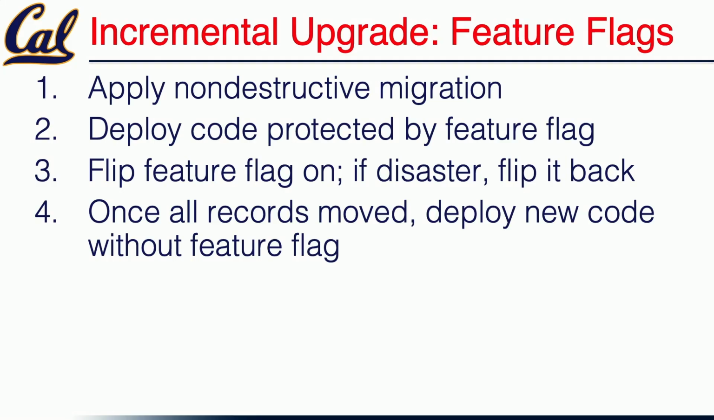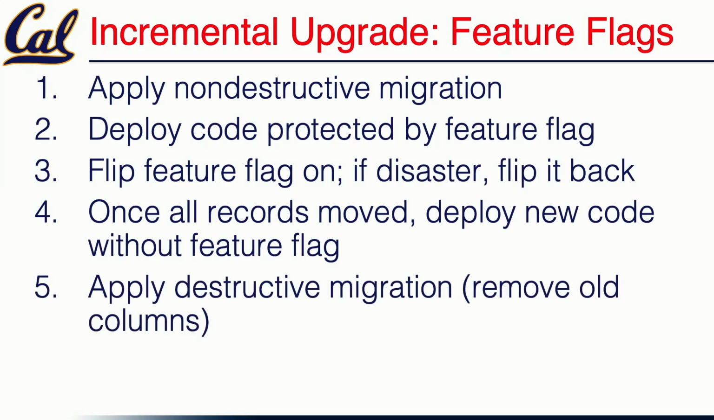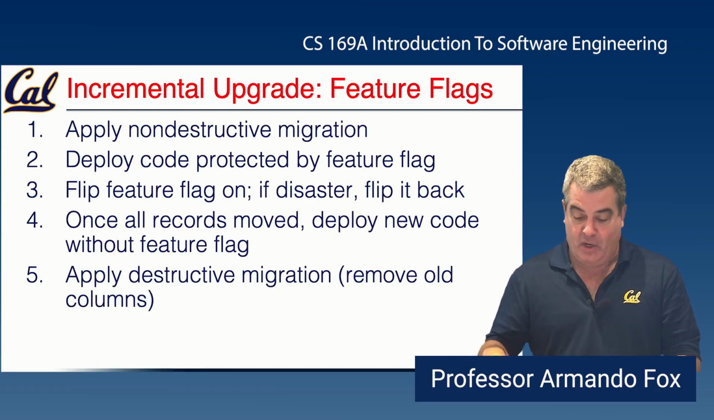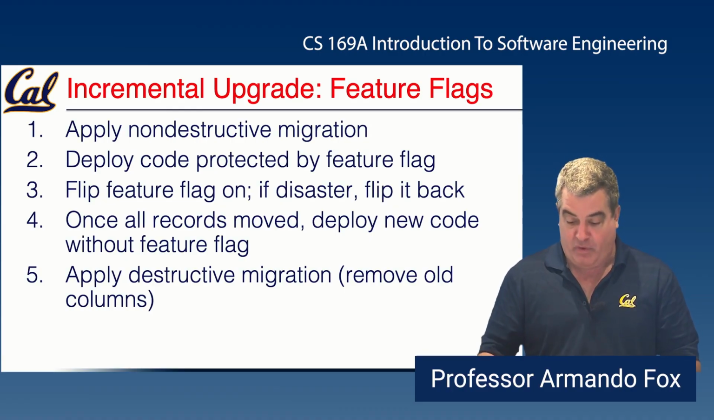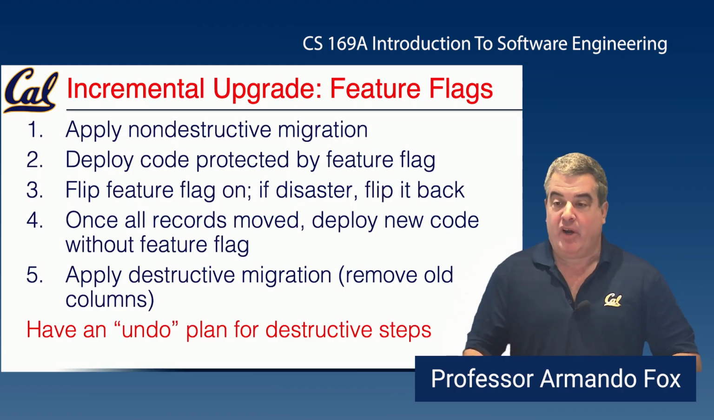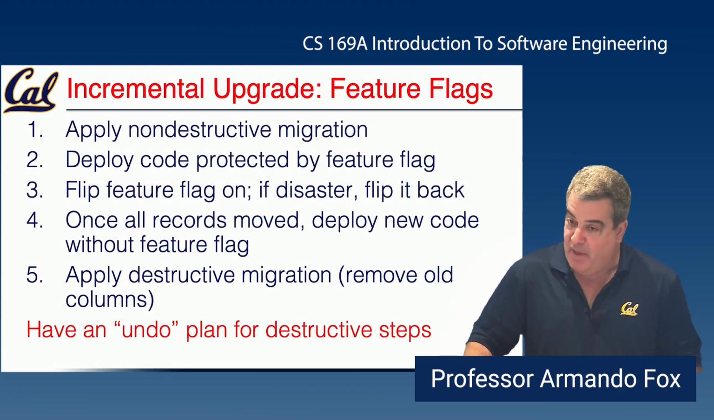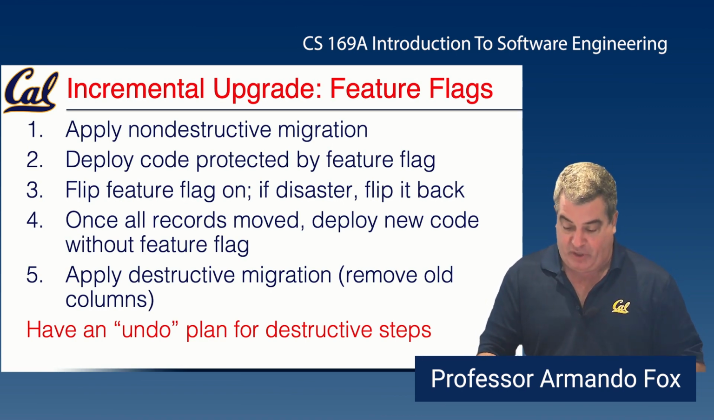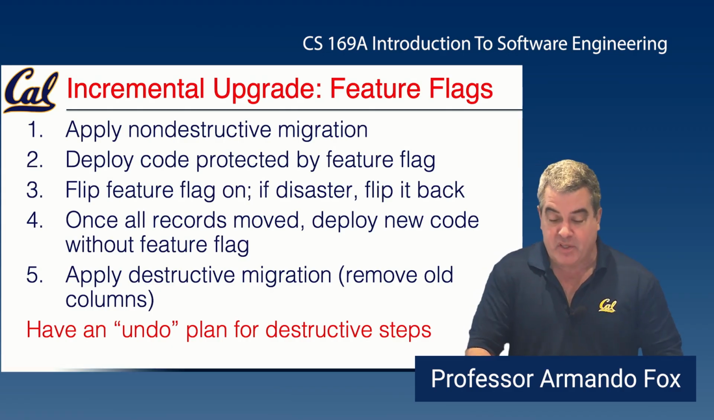And at some point, all of the records will have been migrated to the new schema. At that point, you can take out the parts of the code that have the feature flag value for the old version, and now you can finally apply the destructive migration, where you're removing old data or changing data in a way that's not reversible. And for the destructive steps, have a plan for undoing it. So backing up the database, making sure you have an easy way to roll back your deployment if the code has a bug, things that we've already seen how to do.